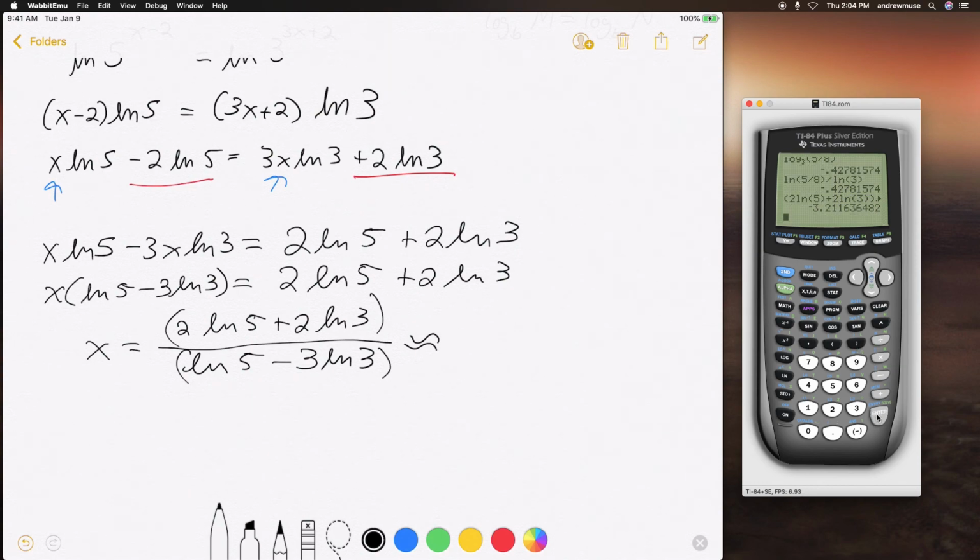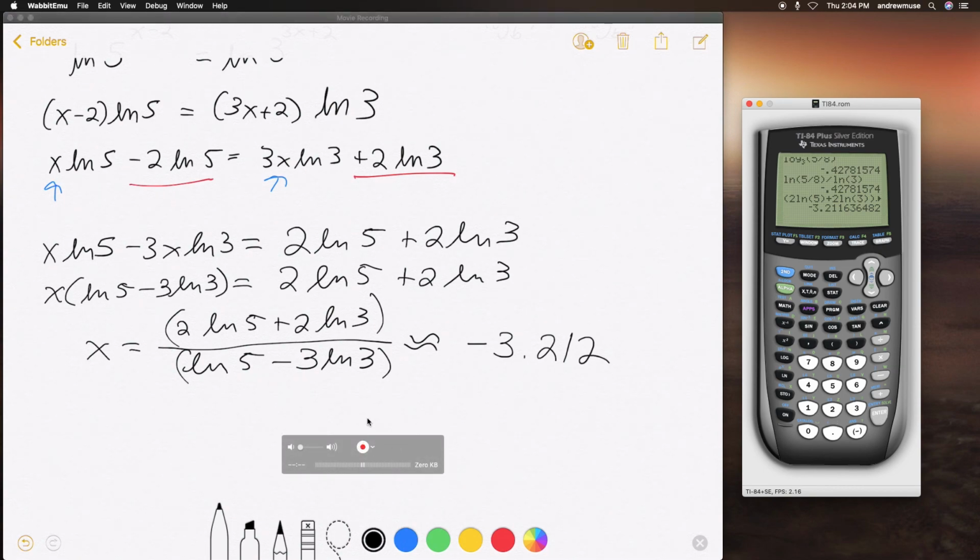And we get it to be approximately negative 3.212. Okay, so that's a really good problem. Let's stop there.